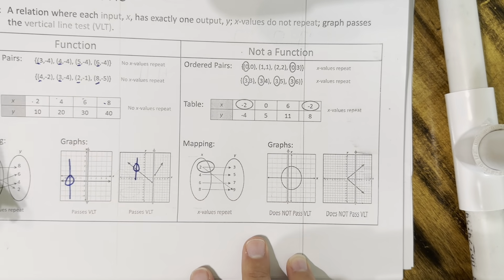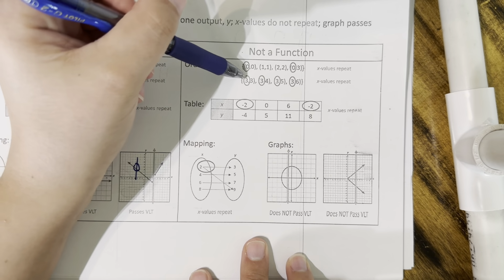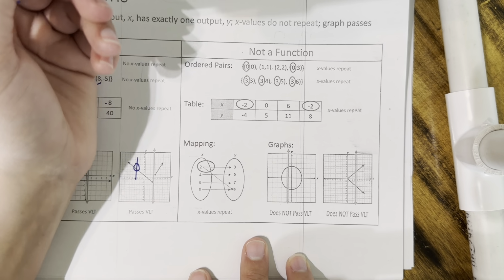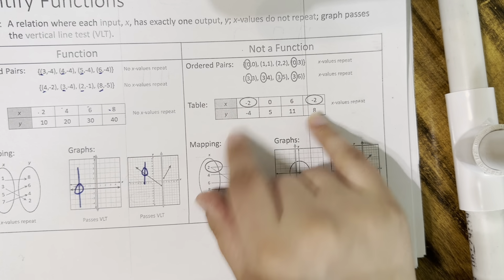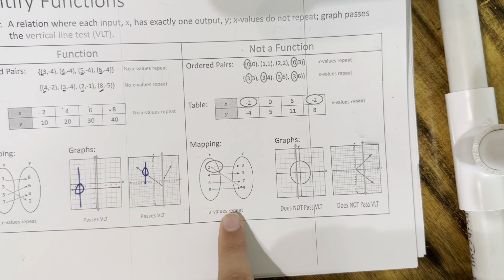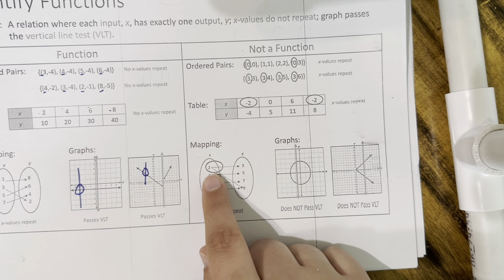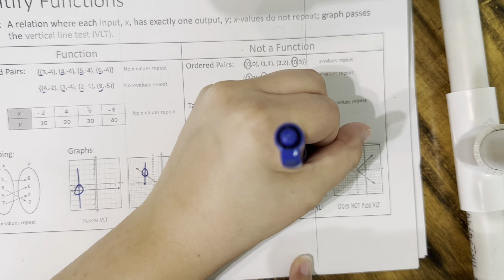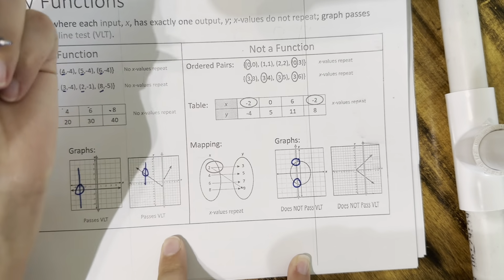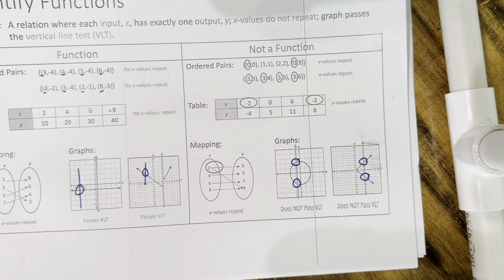Over here, they circled y. It is not a function. So for ordered pairs, I have repeating x's for the zeros. Here, all of my x's are repeating as 3s. In my table, I have two -2s in my x values. In my mapping, my x values repeat right here. I see that because there are 2 arrows leaving an x. And then for graphs, whenever we draw that vertical line test, I see that it touches my graph more than once, so it doesn't pass the vertical line test, which means it's not a function.